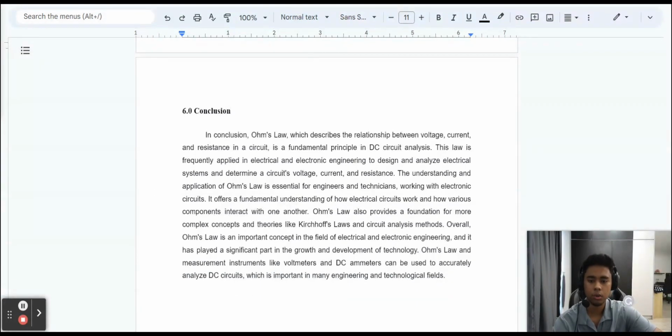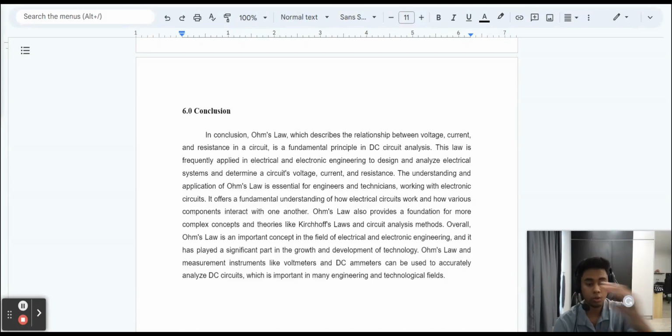In conclusion, Ohm's law, which describes the relationship between voltage, current, and resistance in a circuit, is a fundamental principle in DC circuit analysis. This law is frequently applied in electrical and electronic engineering to design and analyze electrical systems and determine a circuit's voltage, current, and resistance. The understanding and application of Ohm's law is essential for engineers and technicians working with electronic circuits. It offers a fundamental understanding of how electrical circuits work and how various components interact with each other.